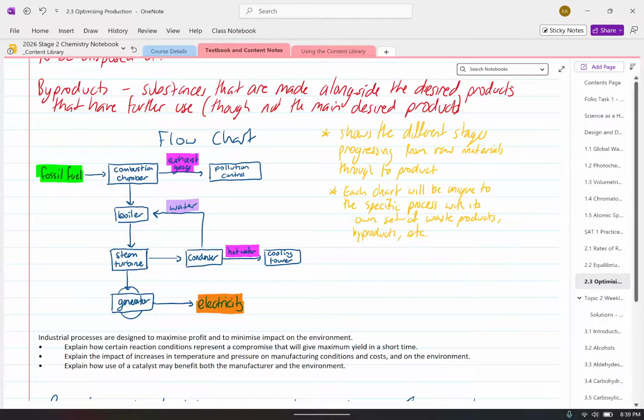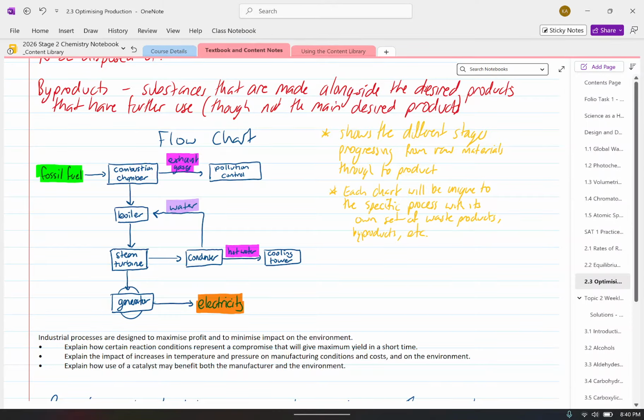Now this is a particular chart for a particular process. Every process will look unique. They'll have their own stages in these squares. They'll have their own bits and pieces. They'll have their own processes, their own reused materials, their own waste materials sticking out of it. The more you understand chemistry, the more you'll be able to understand whichever flowcharts you see.